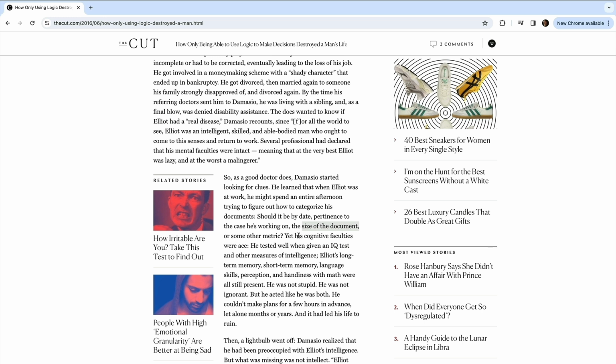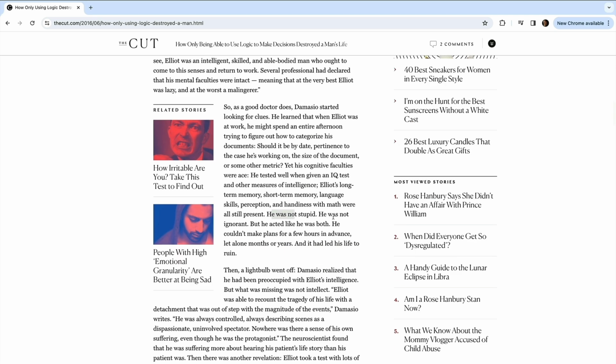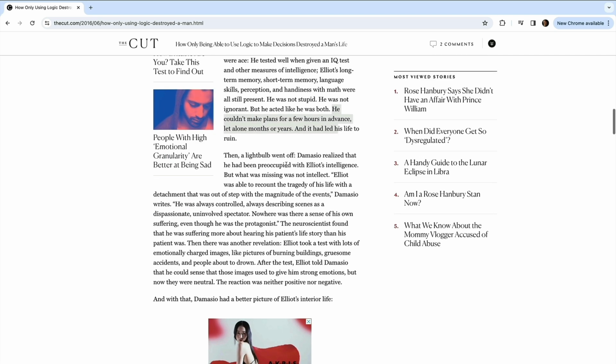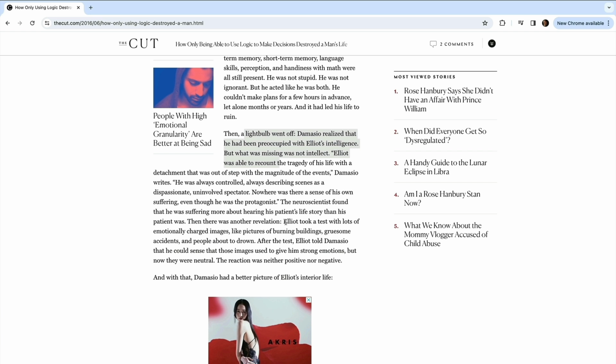His cognitive faculties were still good. He tested well in IQ tests. Long-term memory was good, short-term memory was good, language skills were good, but he just couldn't live a normal life. It says here, like, he couldn't make plans for a few hours in advance. And then the realization here that this researcher had, Damasio, he realized that it wasn't an issue of intelligence, it was an issue of a disconnect with emotions.